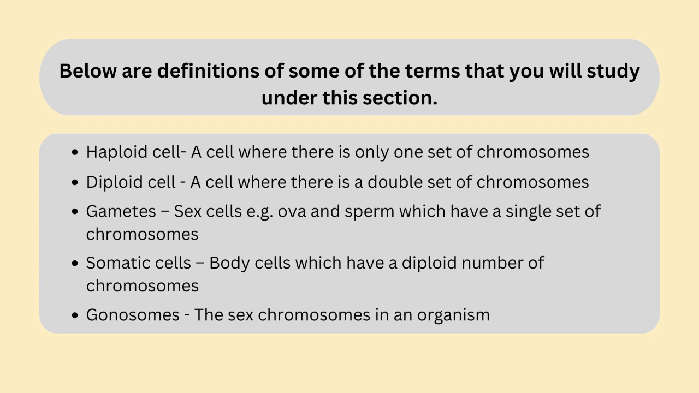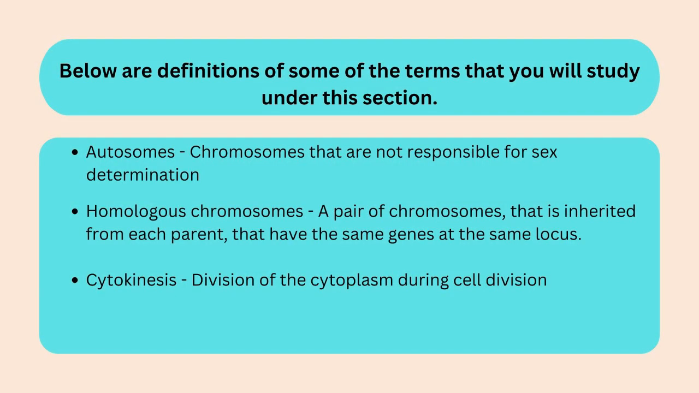Haploid cell, a cell where there is only one set of chromosomes. Diploid cell, a cell where there is a double set of chromosomes. Gametes, sex cells e.g. ova and sperm which have a single set of chromosomes. Somatic cells, body cells which have a diploid number of chromosomes. Gonosomes, the sex chromosomes in an organism. Autosomes, chromosomes that are not responsible for sex determination. Homologous chromosomes, a pair of chromosomes that is inherited from each parent, that have the same genes at the same locus. Cytokinesis, division of the cytoplasm during cell division.